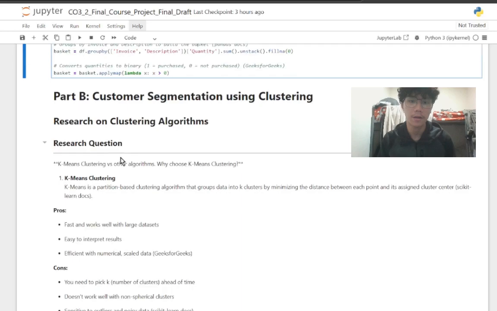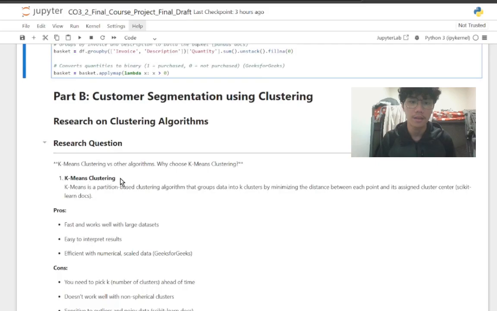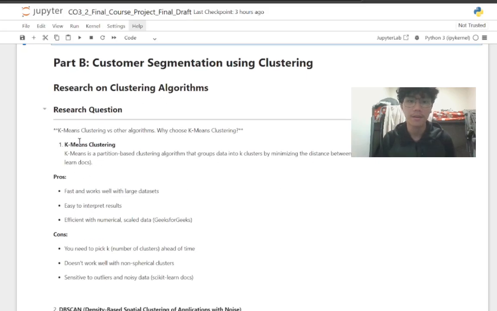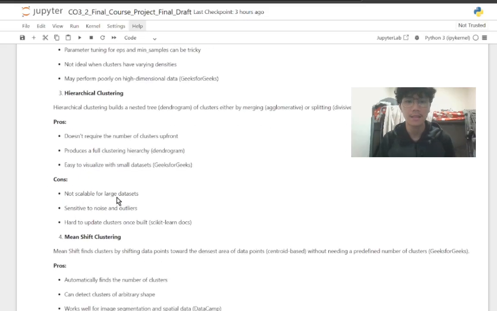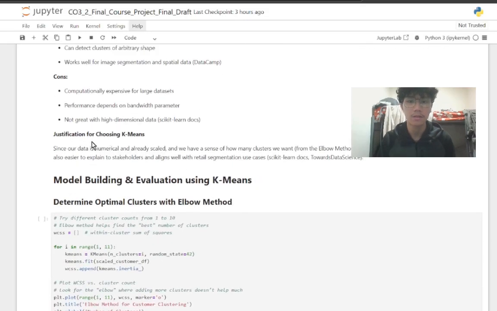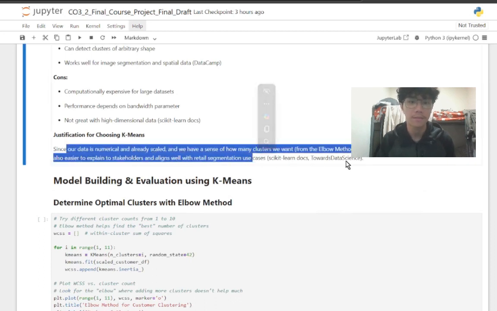Now we're moving on to part B, customer segmentation. Our goal here was to group similar customers together, and we researched several algorithms according to the instructions, like DBSCAN and hierarchical clustering, but we chose k-means because it is fast, easy to interpret, and works extremely well with the kind of scaled numerical data we prepared, making it a practical choice for this retail context.